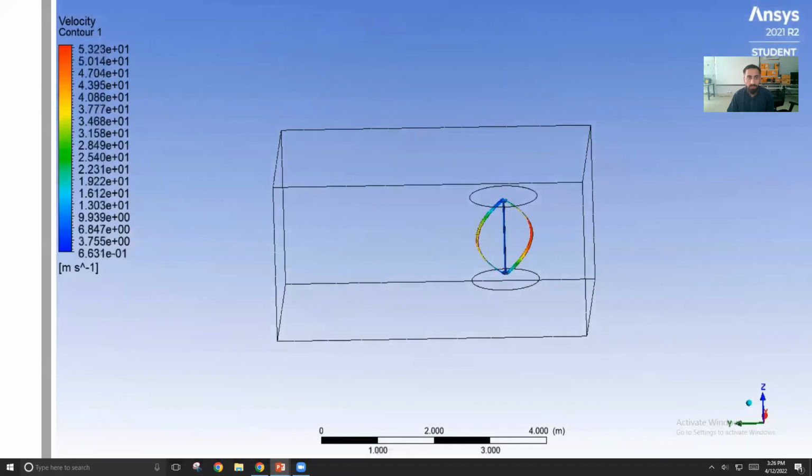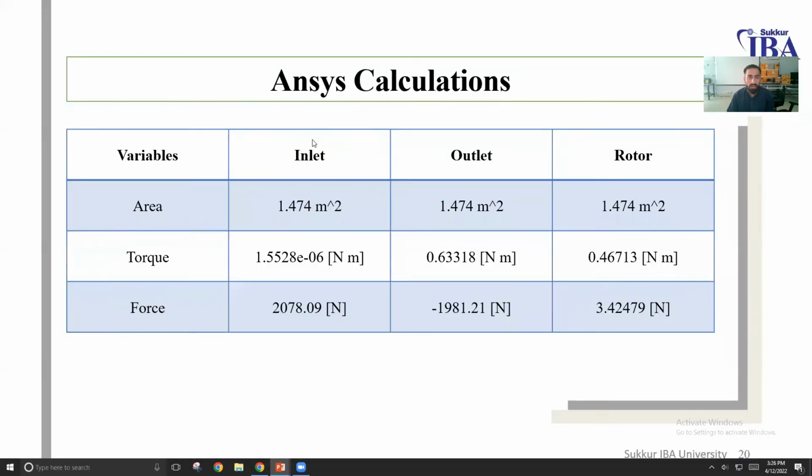After the simulation video, here are the ANSYS calculations. We can see the area on inlet is 1.474 meters square, and at outlet 1.474 meters square, and at rotor 1.474 meters square. The torque is 1.5528 ×10^-6 Newton meter, and here is 0.63318 Newton meter at outlet, and at rotor 0.46713 Newton meter.